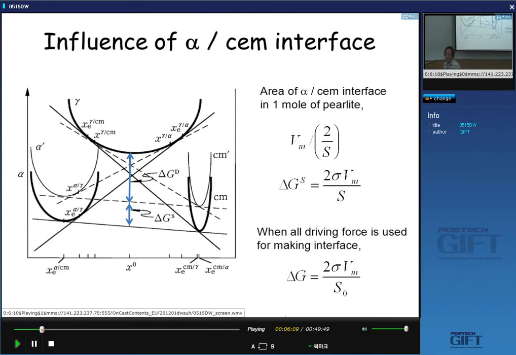But actually, some part of the driving force is consumed by making the interface. So it has a similar effect to increasing the free energy of the ferrite and cementite by this amount. So the carbon concentration will deviate from the original composition. How much? We can construct the common tangent again, and this will be the carbon concentration in austenite in front of the ferrite, and this will be the carbon concentration in austenite in front of the cementite.